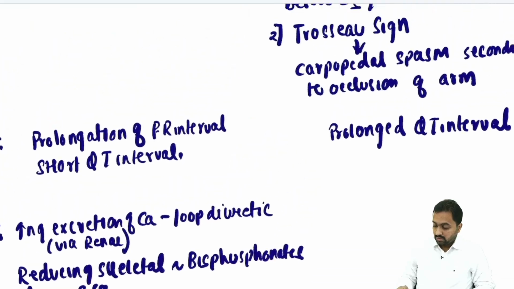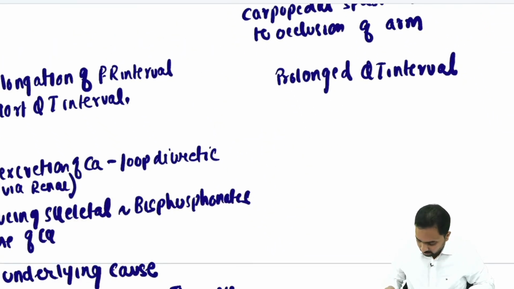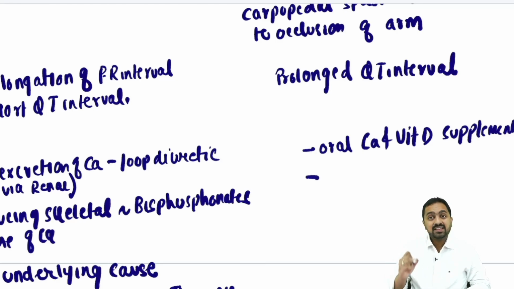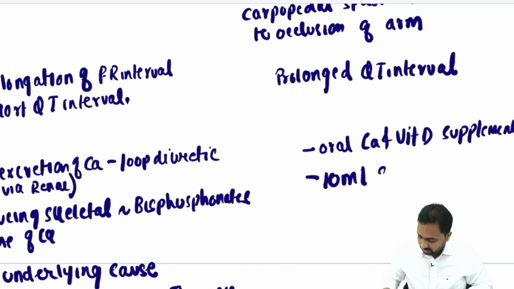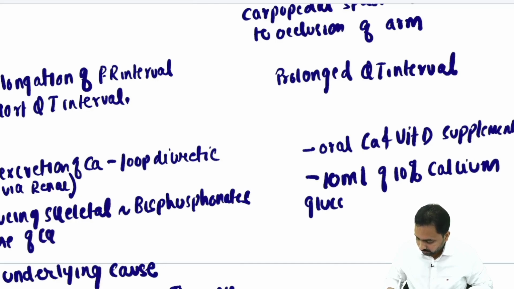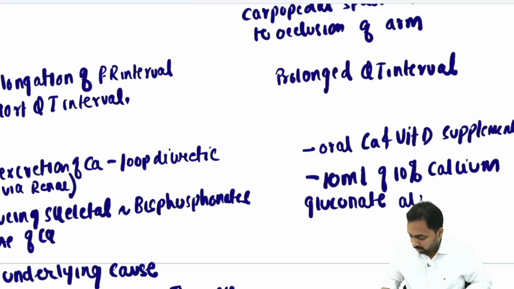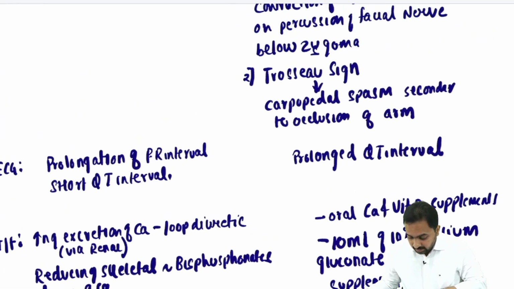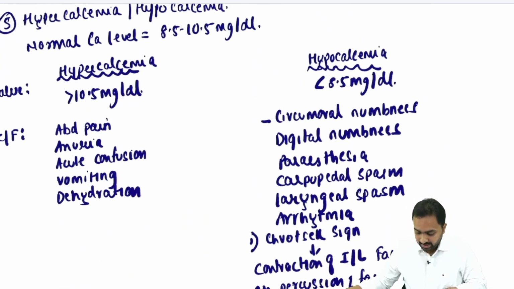therapy. In case of hypocalcemia, if it is a mild hypocalcemia, it can be treated with oral calcium and vitamin D supplements, and in case of severe hypocalcemia we give 10 ml of 10% calcium gluconate along with supplemental magnesium. So this is all about your hypocalcemia and hypercalcemia.